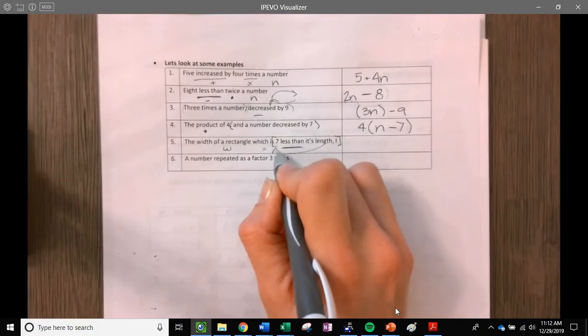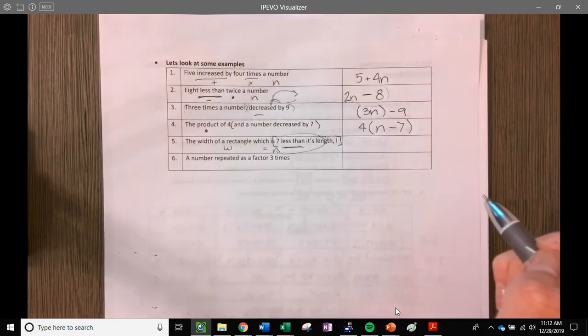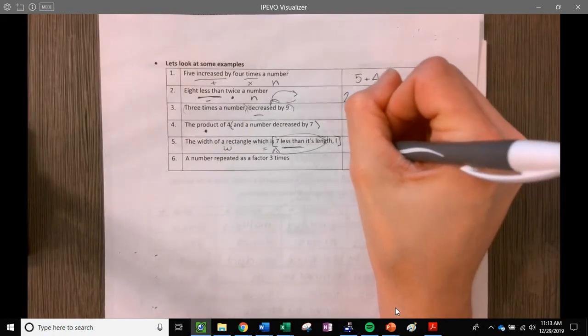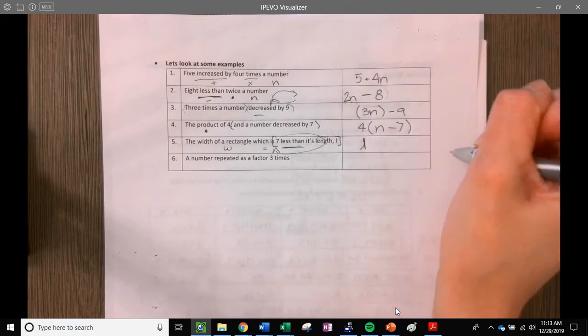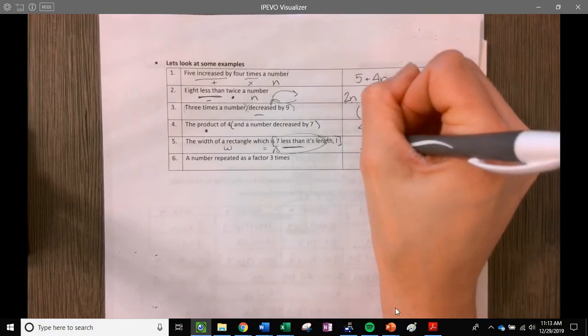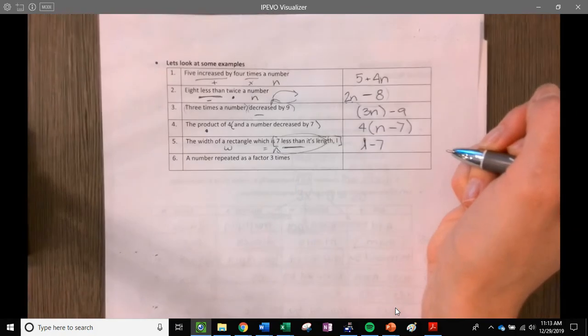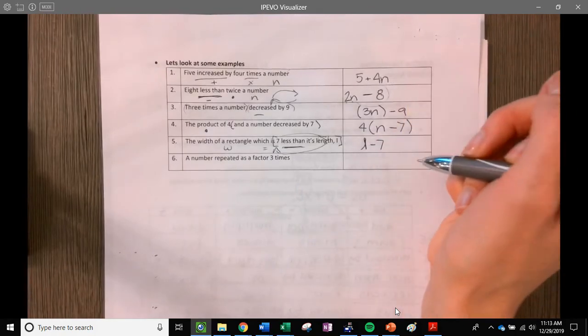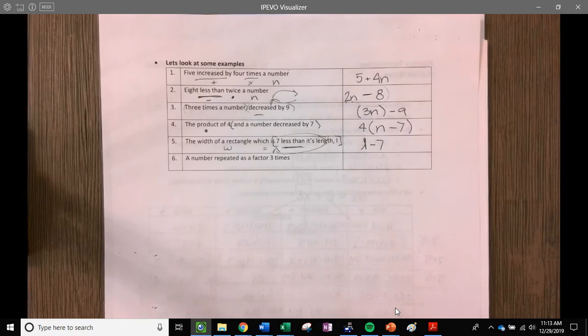Whatever's behind comes in front, whatever's in front comes behind. So if I've got the length, L, let me make it loopy so it doesn't look like a 1, L minus 7. That's the width of the rectangle. W equals L minus 7. Okay? And then this one's fun.